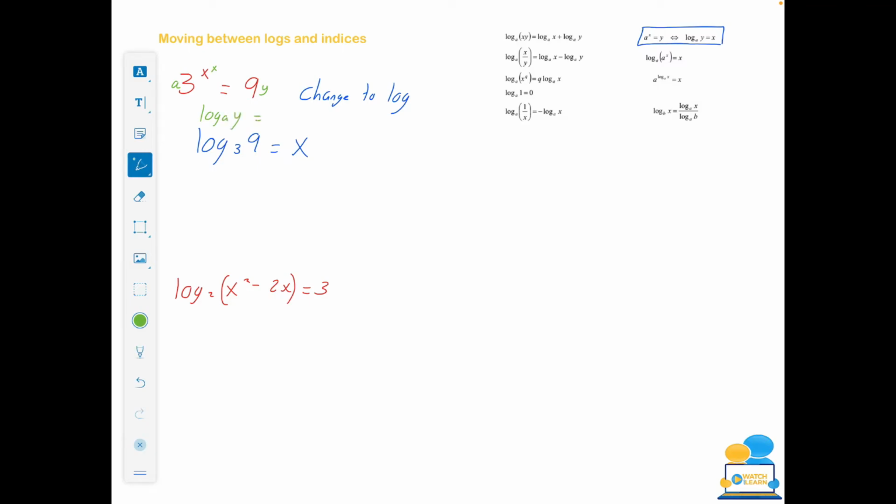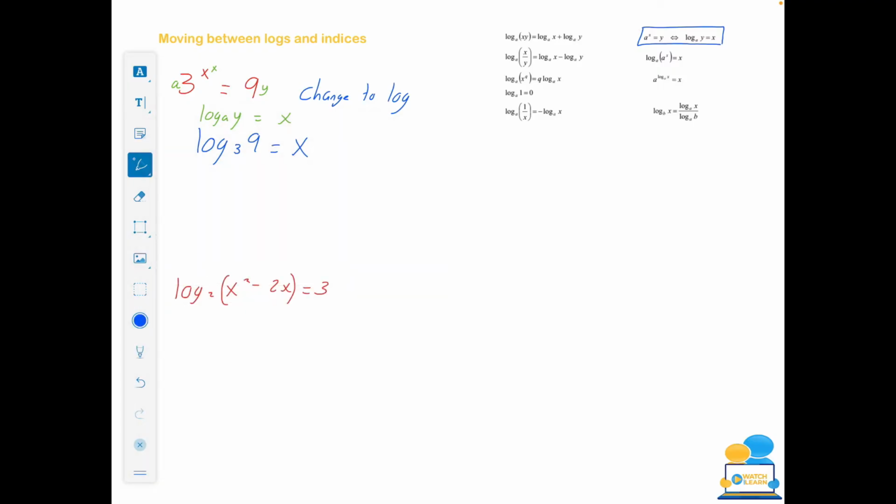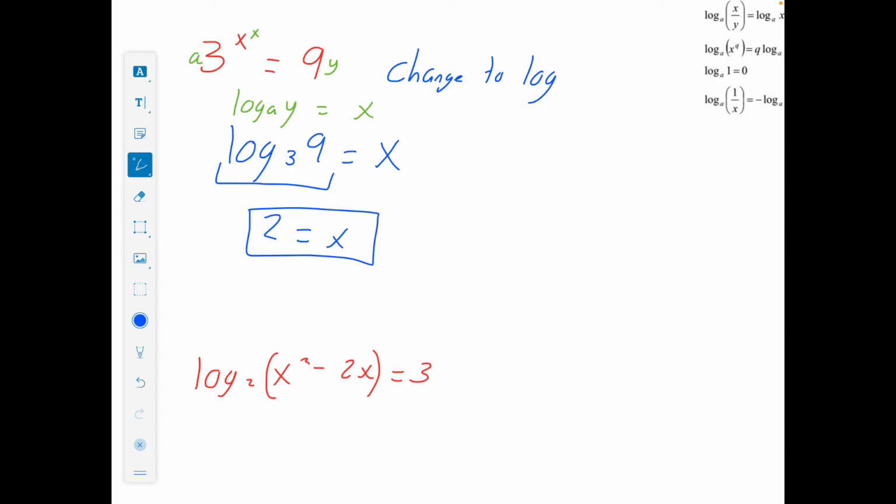What did I change that to? I changed that to log to base a of y is equal to x. So you need to get used to swapping between them. The numbers move around, just make sure you move them around correctly. Now, this is just a number, I can just put that into my calculator. So log to base 3 of 9 is equal to 2. So 2 is equal to x.